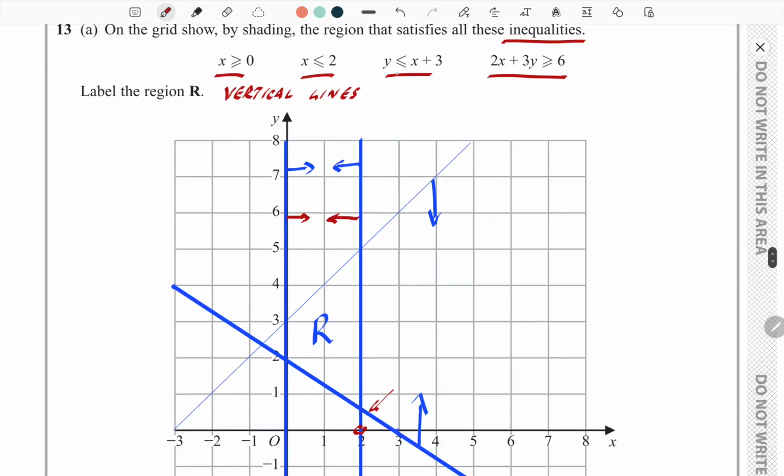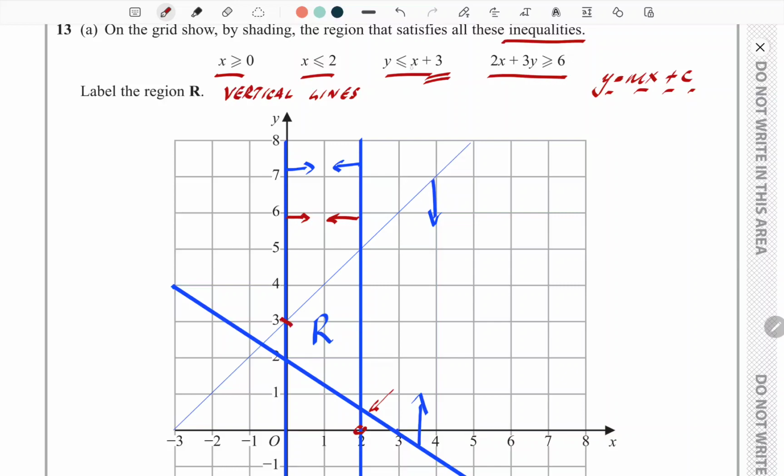The next line is y is less than or equal to x plus 3. This is where you need to know your y equals mx plus c stuff. I'm about to release a video on that, so do watch out for that, explaining all the gradients and how to sketch these lines quickly. So we know that the line goes through 3 on the y-axis. That's the y-intercept.